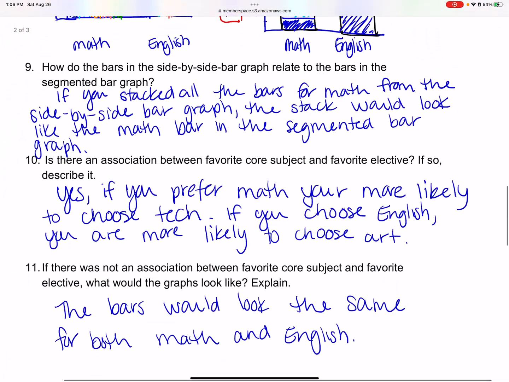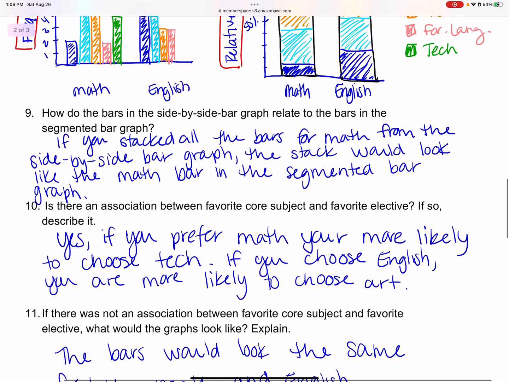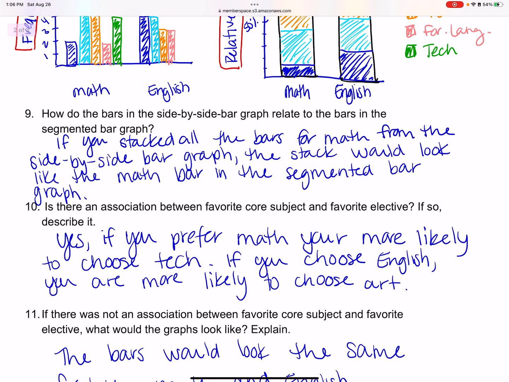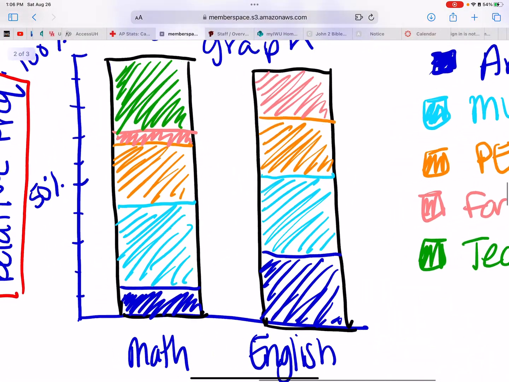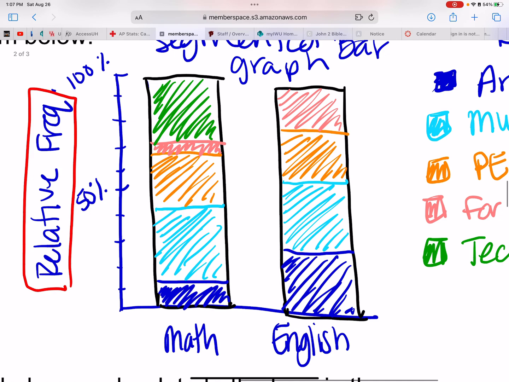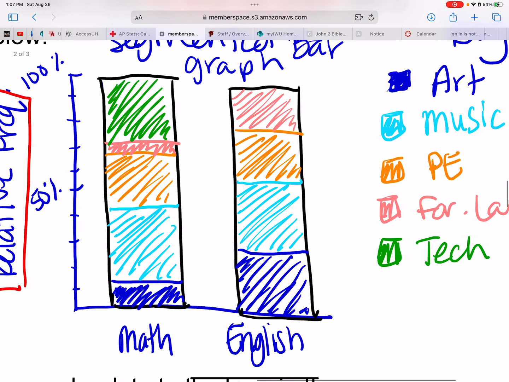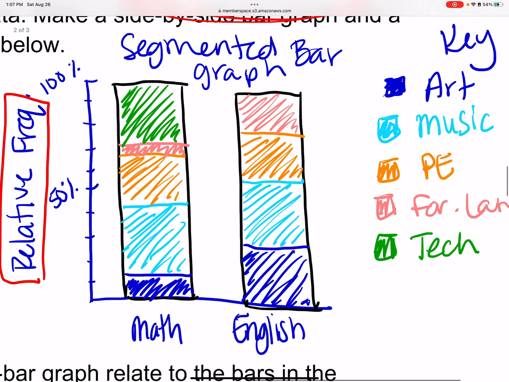Is there an association between favorite course subject and favorite elective? An association means that it is not independent. So if they're independent, these should be identical. If there's an association, what that means is, if there are 100 people in a room that like math and 100 people in a room that like English, two separate rooms, and you have each of them distributed in the way that the segmented bar graph is showing, liking art, music, PE, foreign language, and technology.